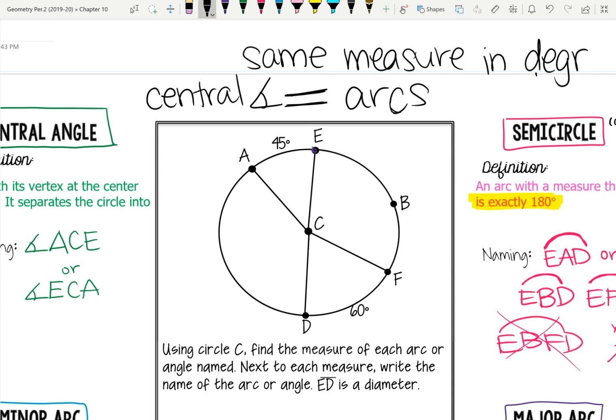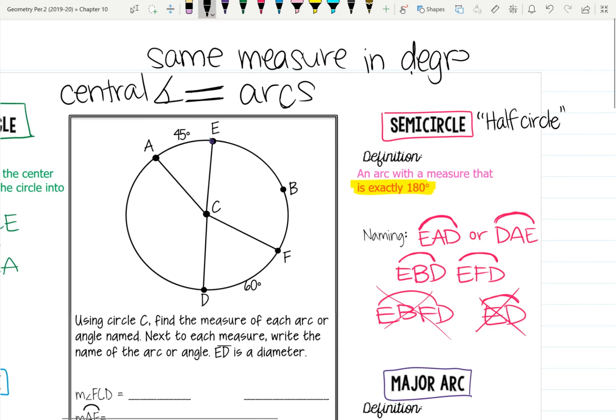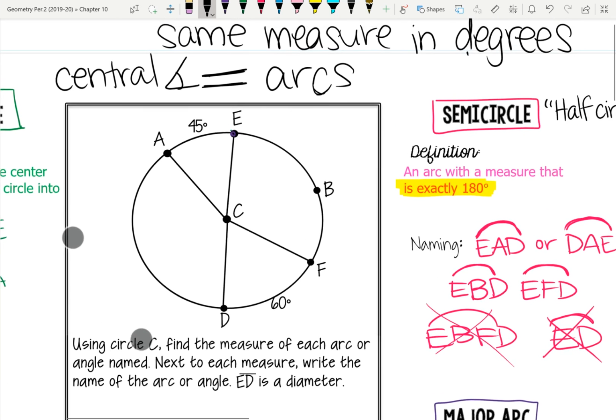They're not congruent because remember the word congruent means equal in size and shape. Arcs and angles are not the same shape, but they do have the same measurement in degrees. So that's kind of neat to know.